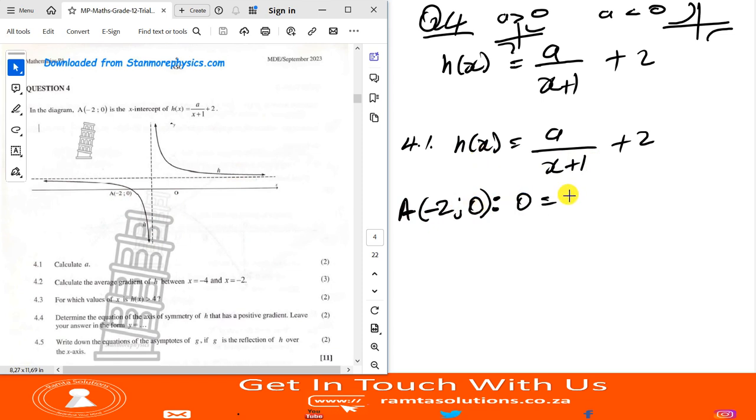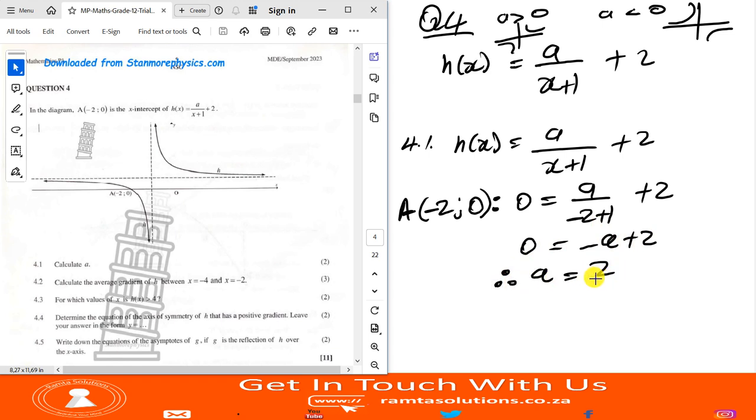So 0 equals a over negative 2 plus 1 plus 2. What is this? 0 equals negative a plus 2. Therefore, we can say a is indeed positive. So a is equal to 2. This makes sense. Perfect. Now let's go to 4.2.